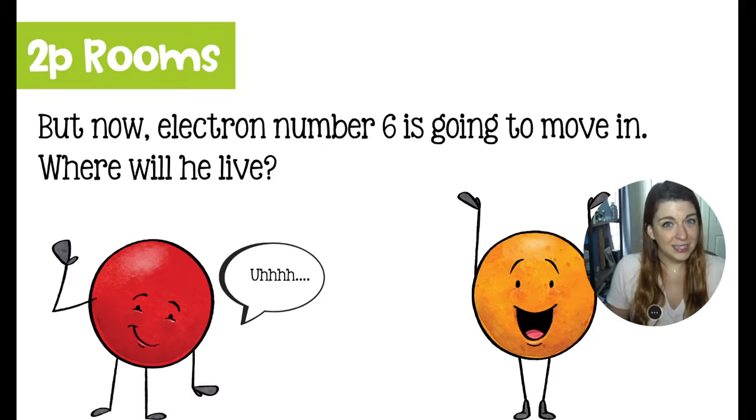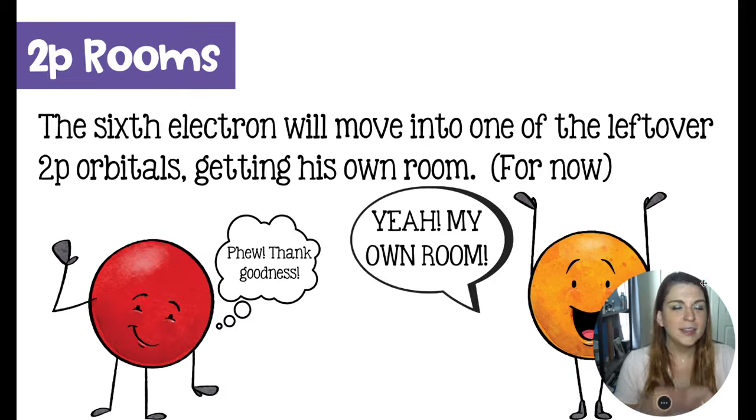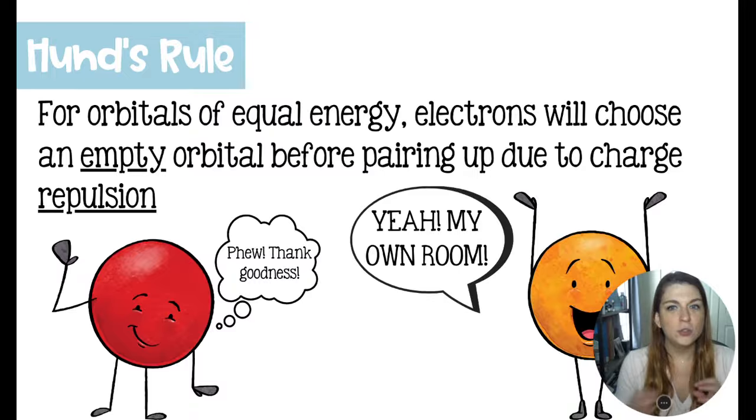And now electron 6 has an opportunity to move into some of those 2p rooms. One of them is occupied and 2 of them are empty. Where do you think this electron is going to go? The 6th electron is going to move into one of those leftover and empty 2p rooms. And this is because electrons are negative, remember. They do not want to double up and get close to each other if they don't have to. This is called Hund's rule.